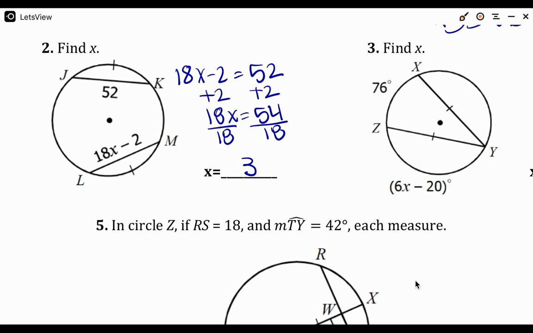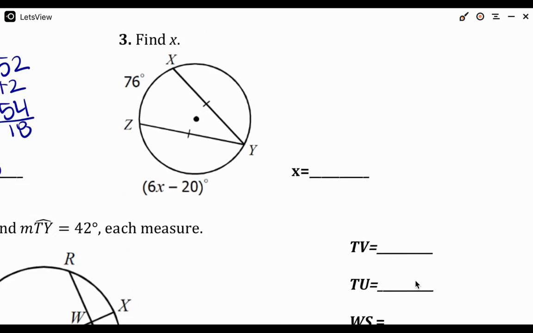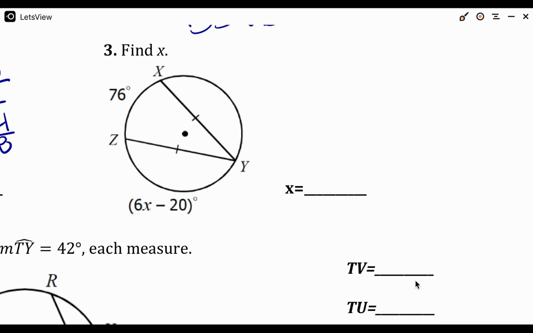Okay. Again, if this is going too fast, just pause the video anywhere. I'm just trying to make a quick video. Number 3, so we find x.